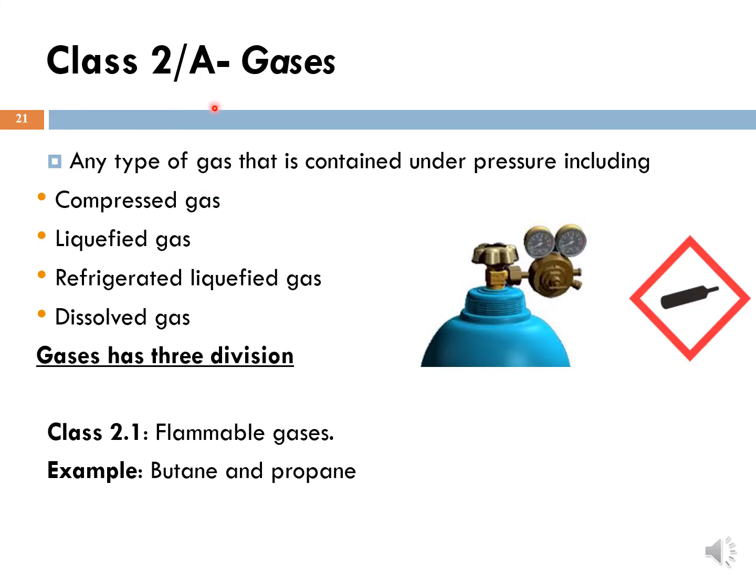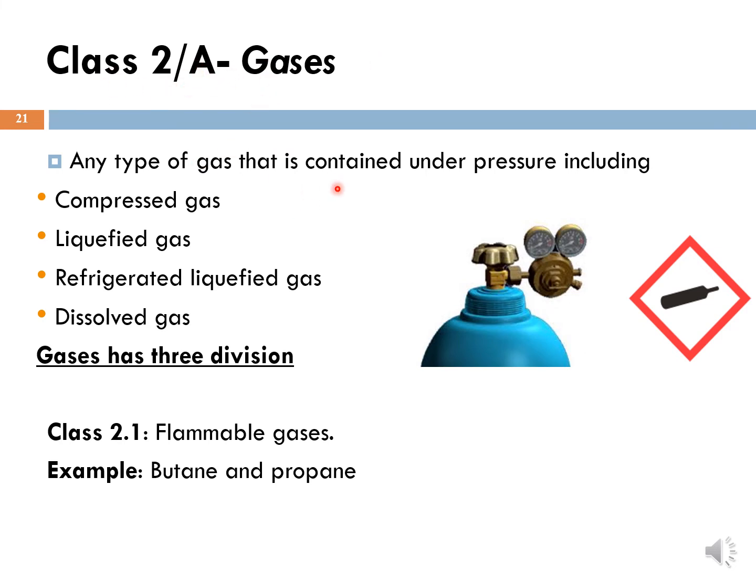Class 2, and also certain classifications use alphabets A, B, C, D. Sometimes there are different US and European Union or Canada distributions. So, for example, class 2 is also called class A. These are the gases, but this is of course the same for A and 2, the gases.